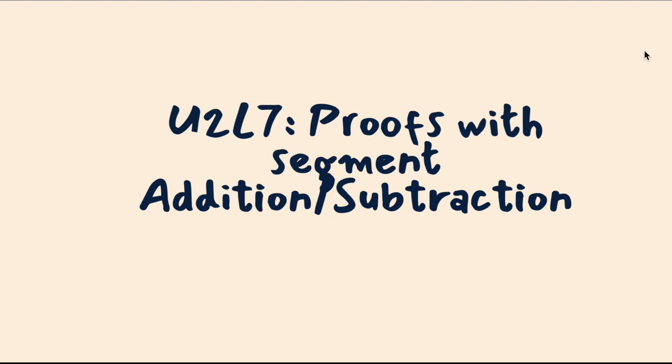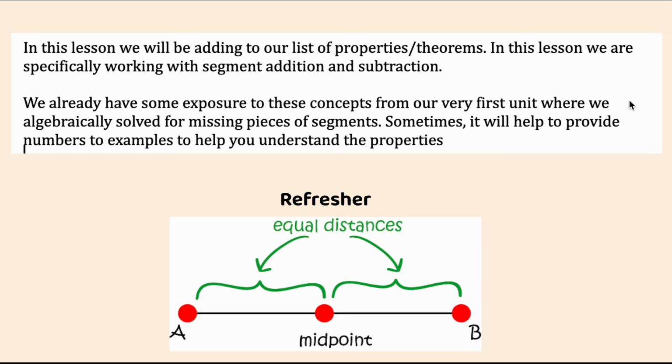Alright, hi everyone, welcome to the video for Unit 2 Lesson 7, where we're going to be working with our proofs with segment addition and subtraction. So in this lesson, we're adding to our list of properties and to our theorems, and we already have some exposure to these concepts from early on in our curriculum. If you remember, sometimes we were algebraically solving for missing pieces of segments. Sometimes it's also going to help us if we relate these ideas back to those numerical examples, it's going to help us understand the concepts a little bit more.